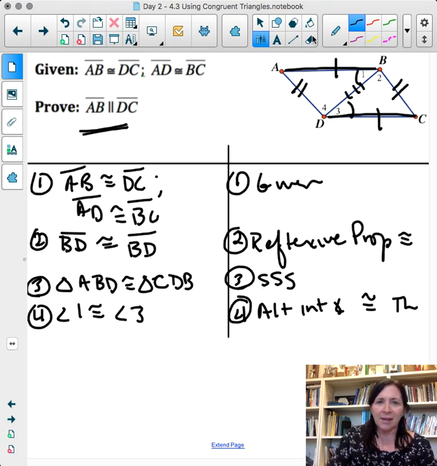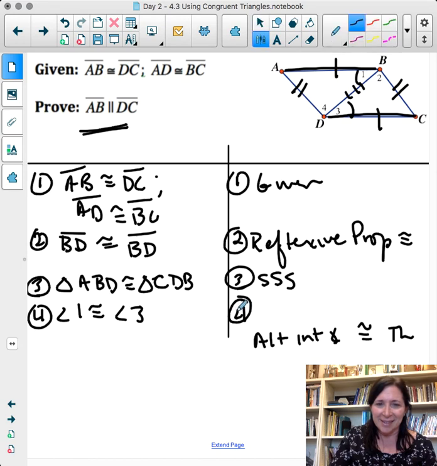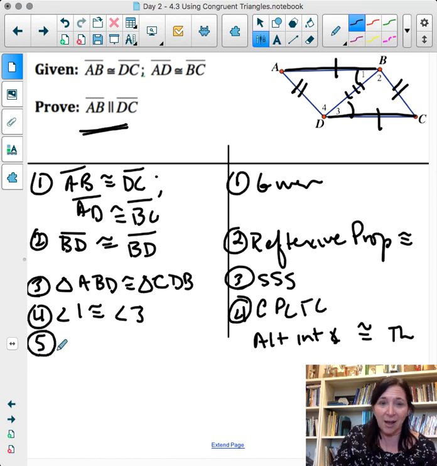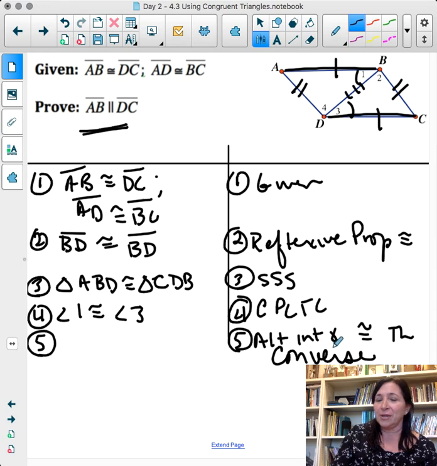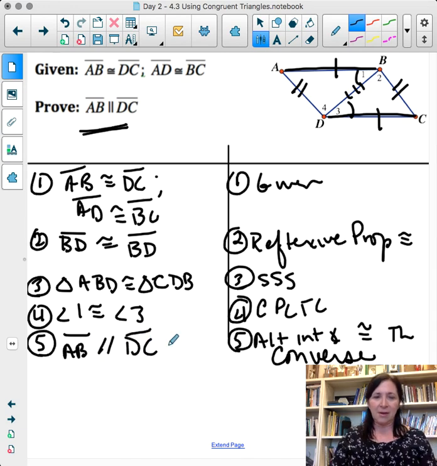Hold on a second. This right here, let me move this down. These two parts are congruent by CPCTC. And therefore, the alternate interior angle theorem converse says that if my alternate interior angles are congruent, then my lines are parallel. So I have AB parallel to DC. Cool. Okay.